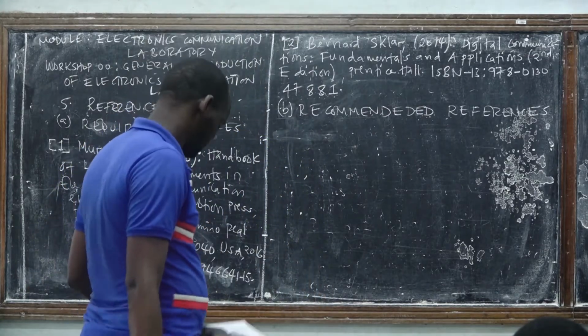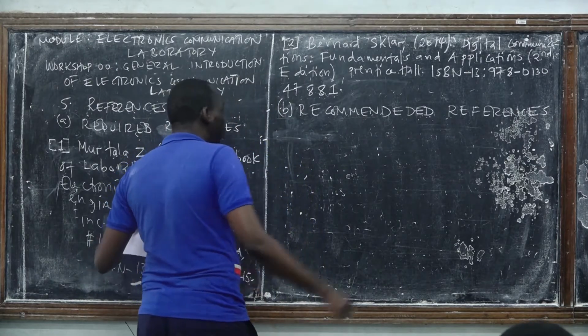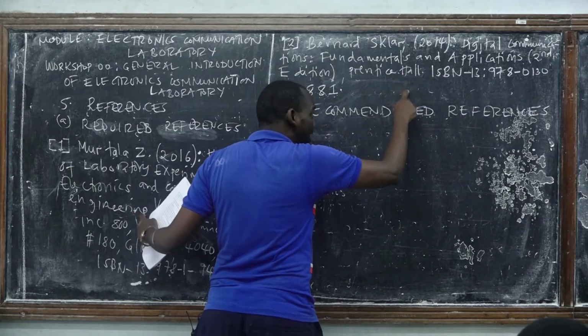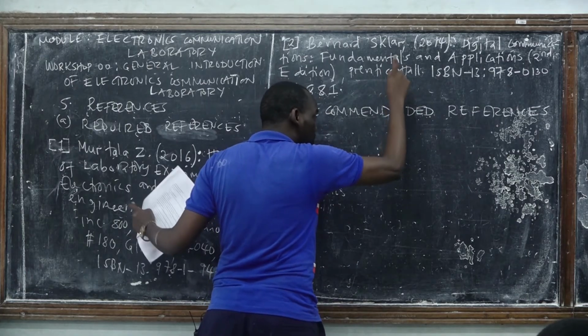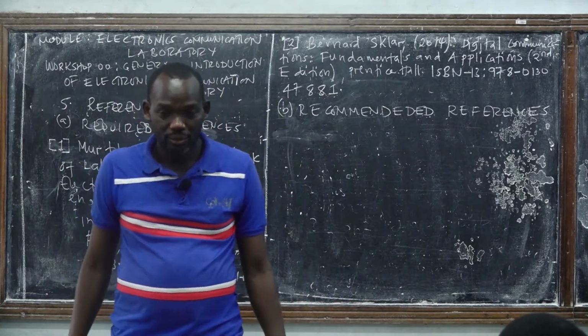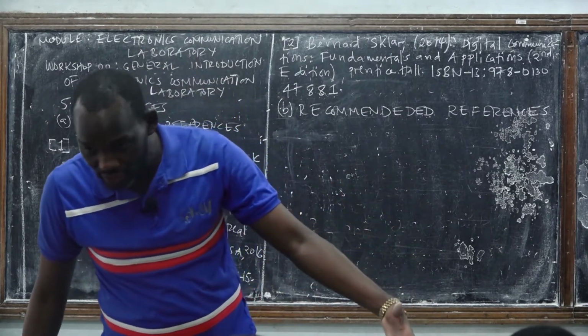Okay. You have to make sure that you go and look at these two books. Students, listen. I ask you to go and find these two books and start to read them. What should you read? How to construct analog and digital circuits.